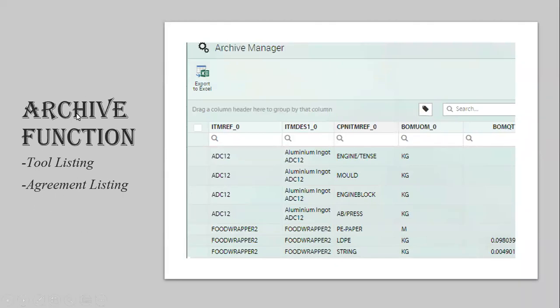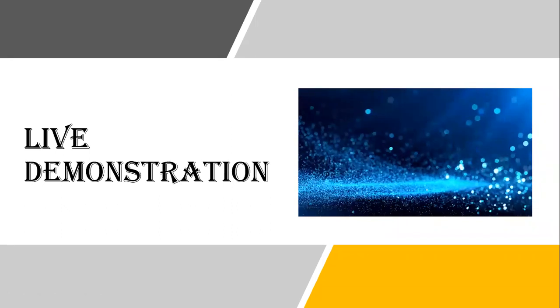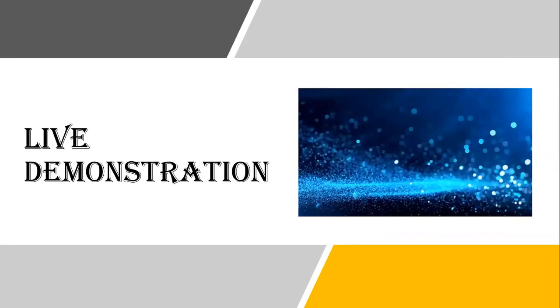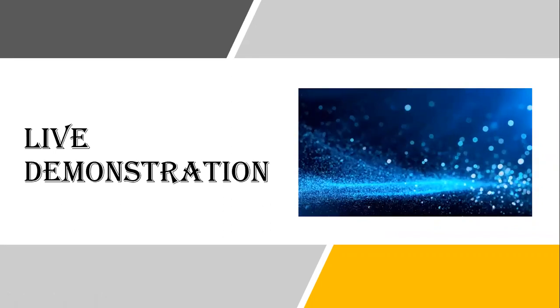The archive function is where we use a feature in eBA to create some listings. The first one is a tool listing, which lists down all the tools from our X3 system. We also create an agreement listing, which means all the agreements we created using our eBA form can be exported as an agreement listing. Now that the concept is presented, I will bring everyone to the system to show the whole flow, the actual demonstration for this concept.